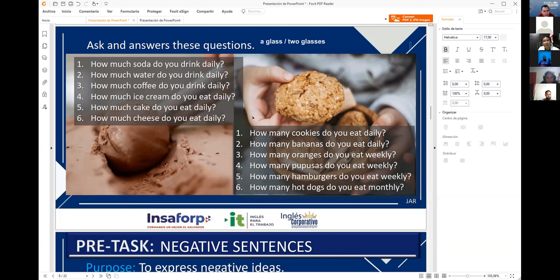Okay, so how much coffee do you drink daily? How much ice cream do you eat daily? Over here, we introduce the word scoop.